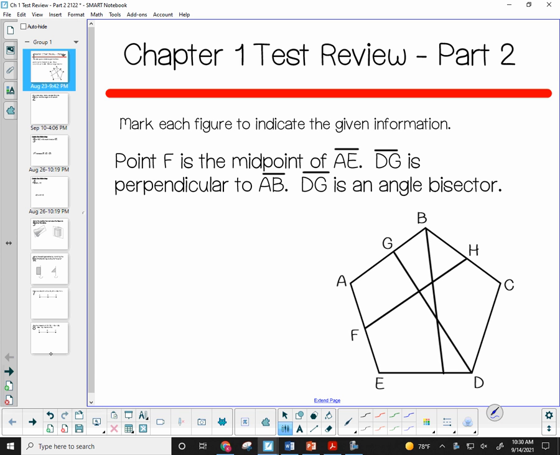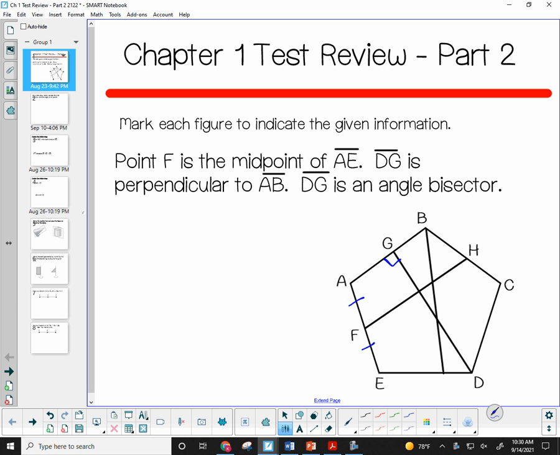All right, so the first one says point F is the midpoint of AE. If F is the midpoint, that means you need to mark those two segments as being congruent. It says DG is perpendicular to AB. So where DG and AB intersect, you have a right angle marking.